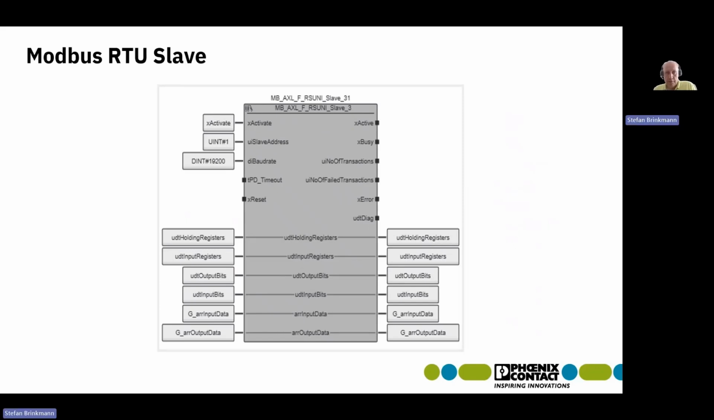You also have a slave function block. So if you want to use the PLC as a slave, you can activate it, specify an address and a baud rate, and then you see the different data types here and also the process data for the RSUni.